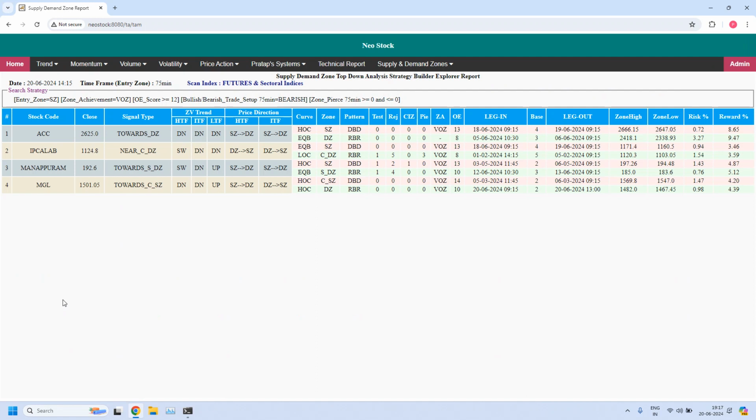And 4 stocks are filtered. These 4 stocks are supporting bearish trade setup for weekly income trade. That is entry time frame 75 minutes.